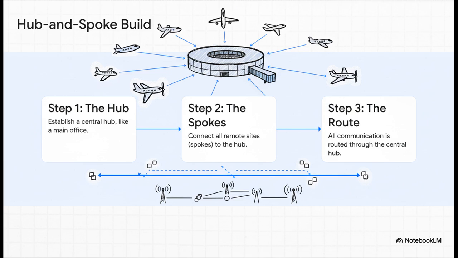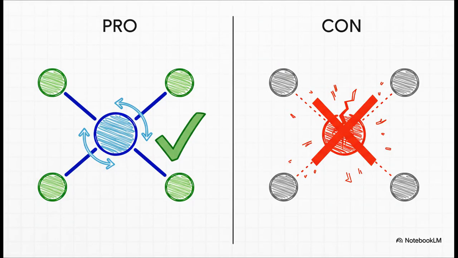Okay, and this is the big trade-off. The design is awesome because it's so easy to manage. All the traffic flows through one central spot that you control. But that strength is also its greatest weakness. It's its Achilles' heel. If that central hub goes down for any reason, the entire network is grounded.